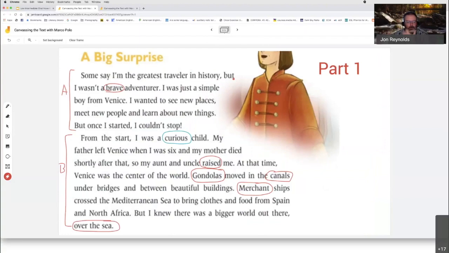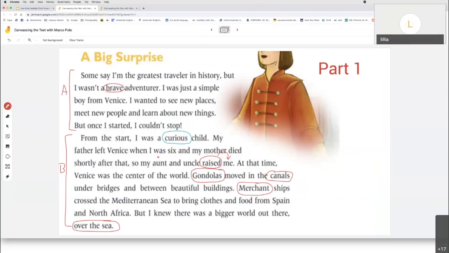Now, we don't have time to do this for every word. But let's go back for just a moment to the word raised. Someone mentioned the word raised. So let's use our pen tool for just a moment. Now, I notice the word after raised is me. Raised me. Now everybody, don't tell us the meaning. But before the word raised, which words do you think are going to help me guess the meaning of the word raised? Who can help us? My aunt and uncle. Okay, so my aunt and uncle are doing something with me.